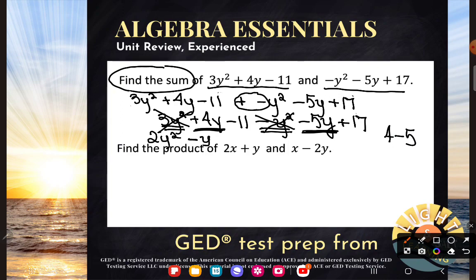All right. So I dealt with my y terms. And now I have negative 11 plus 17. Again, feel free to do it in your calculator, but you're going to get positive 6. And so you should write plus 6. It might feel like you have more work to do, but this is it, because that's as much adding and subtracting as you can do because you don't have like terms. So the final answer here is 2y squared minus y plus 6.